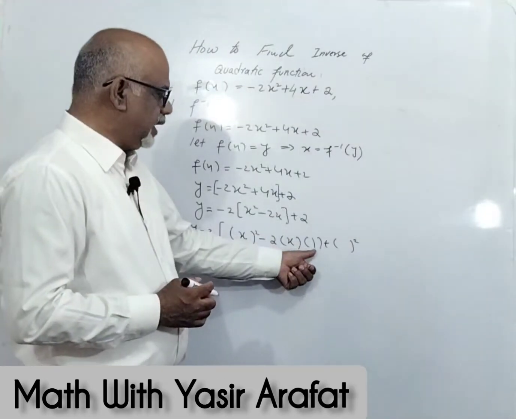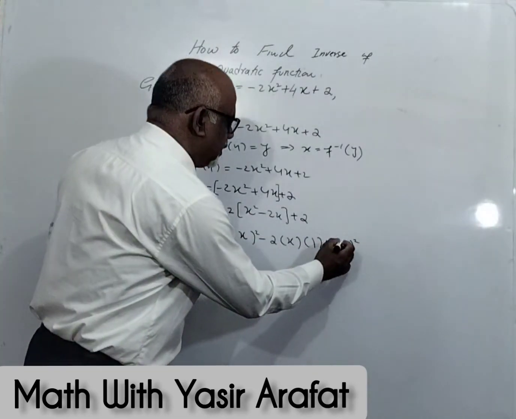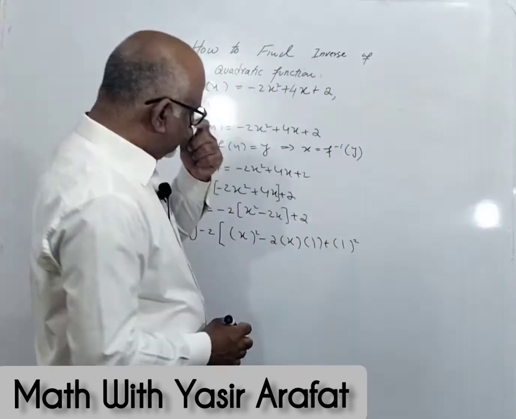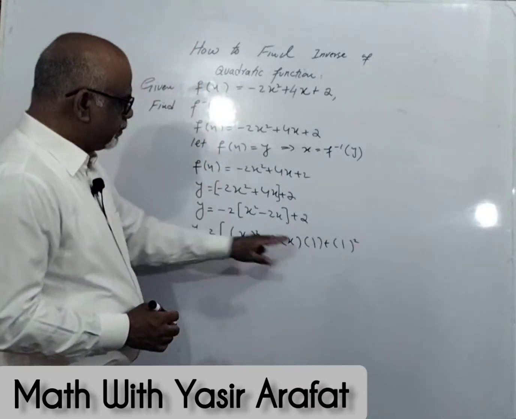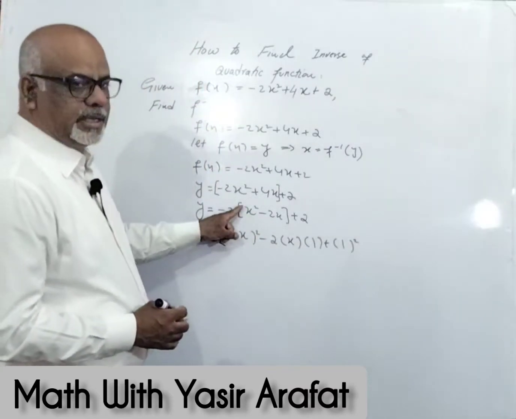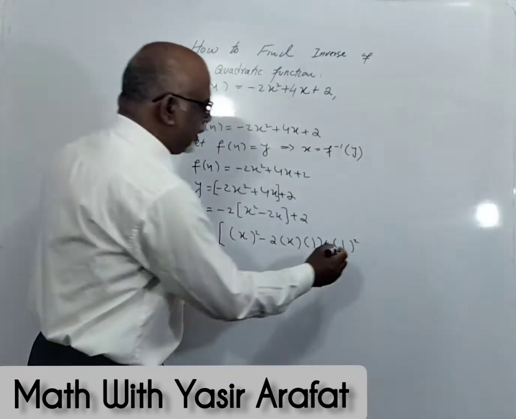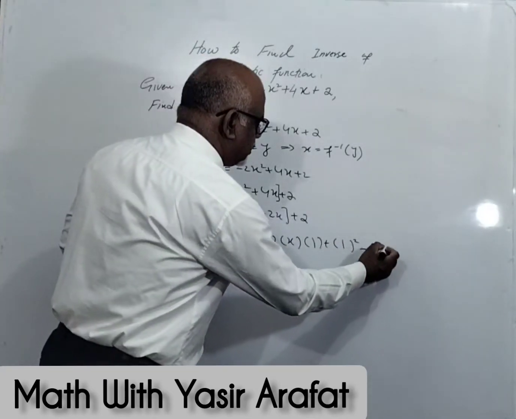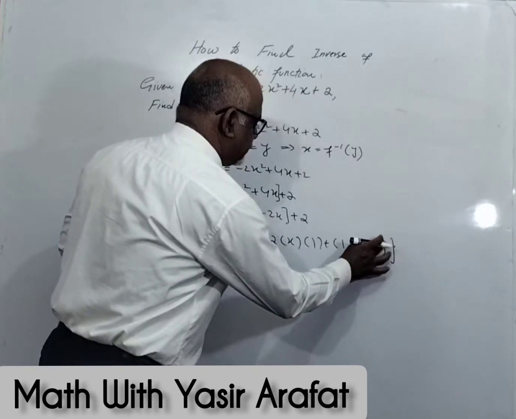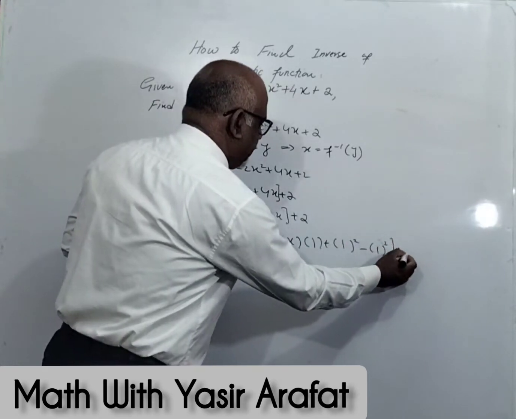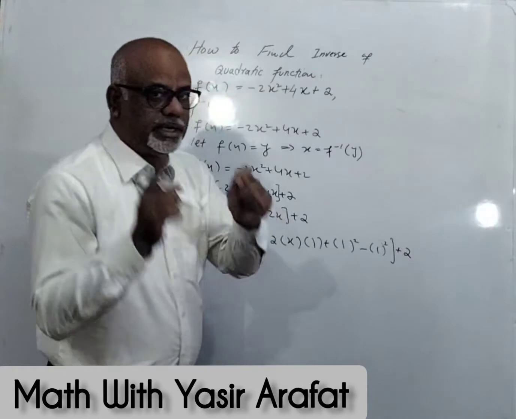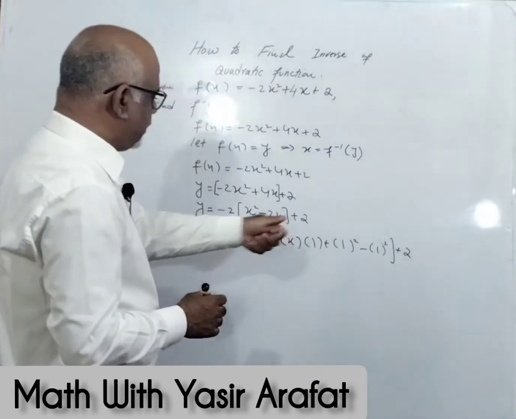That means here we have 1 square. So when we compare this with x square minus 2x, this number is extra, so we have to balance it by subtracting 1 here. This method is called the completing square method. When a quadratic function is given, we have to apply this method.